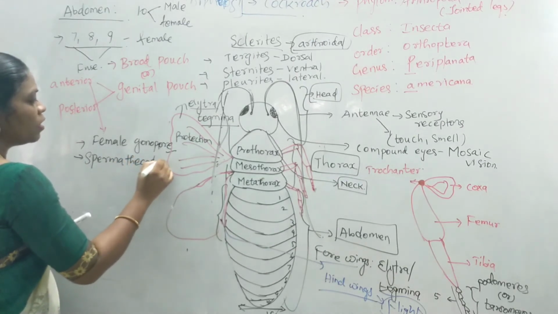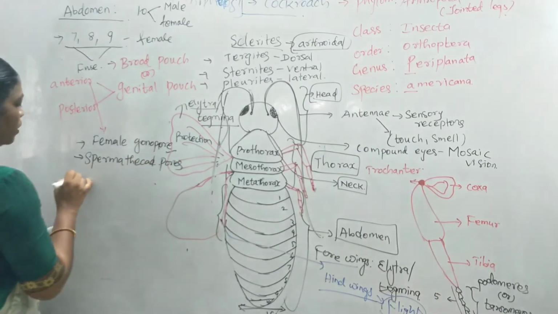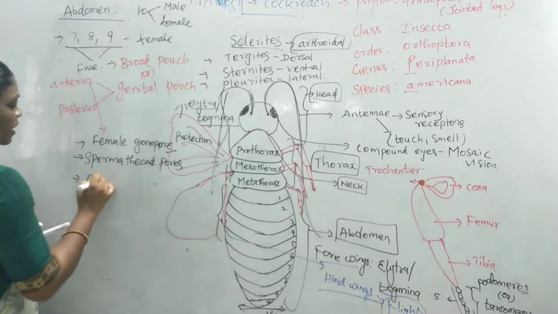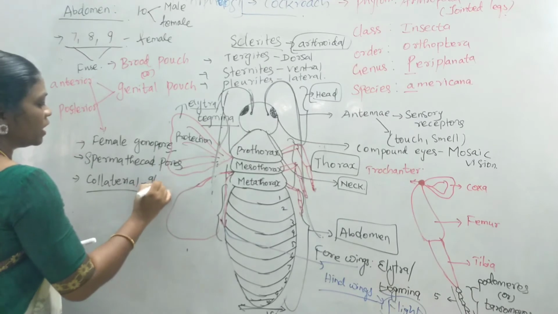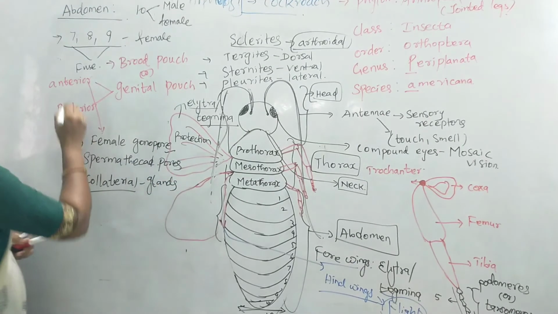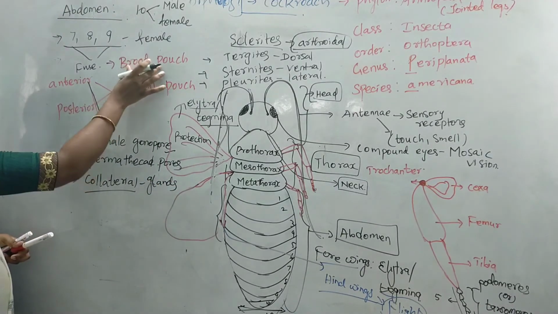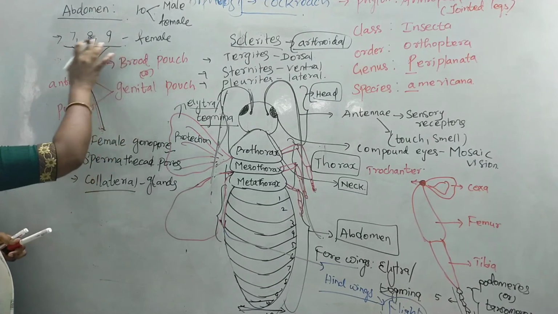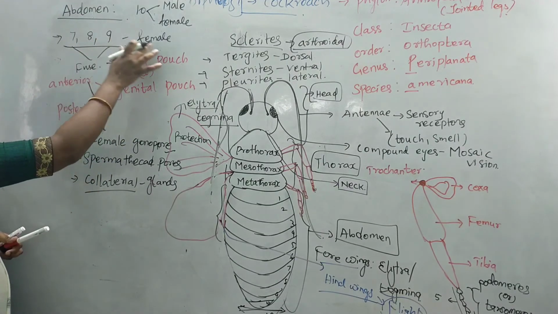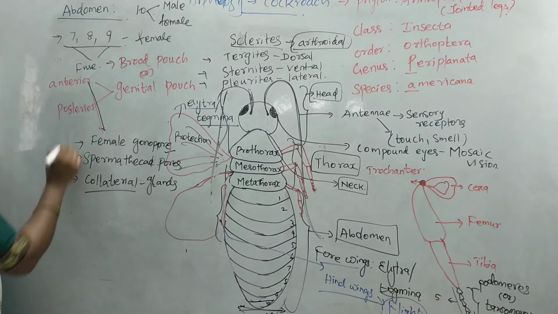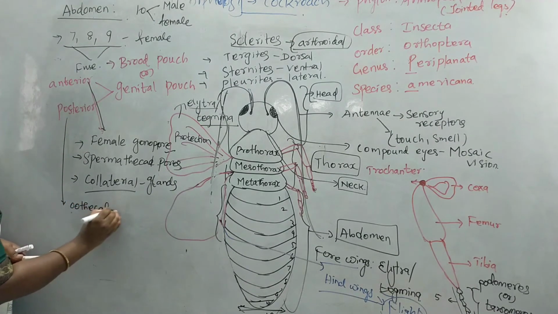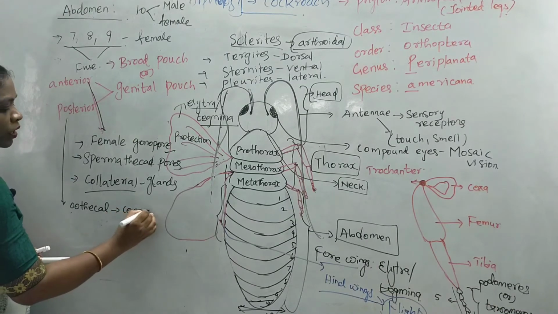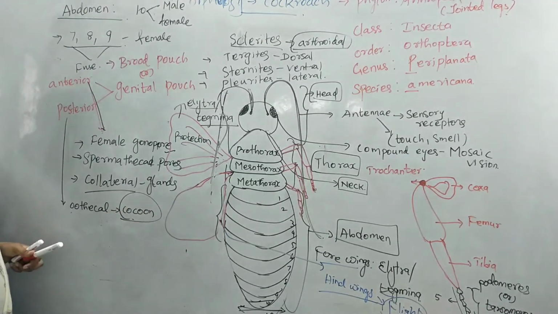The spermathecal pores are there, and they also have collaterial glands. When we learn about reproduction, we will learn about these glands in detail. The collaterial glands are present in the anterior region of the brood pouch, which is on the 7th, 8th and 9th segments of the female. The posterior part contains an oothecal chamber. This oothecal chamber helps in the formation of the ootheca, or cocoon, during the reproductive process.